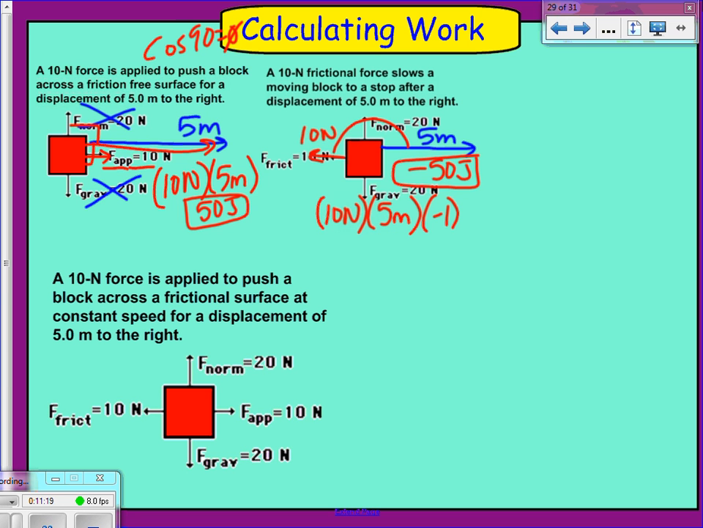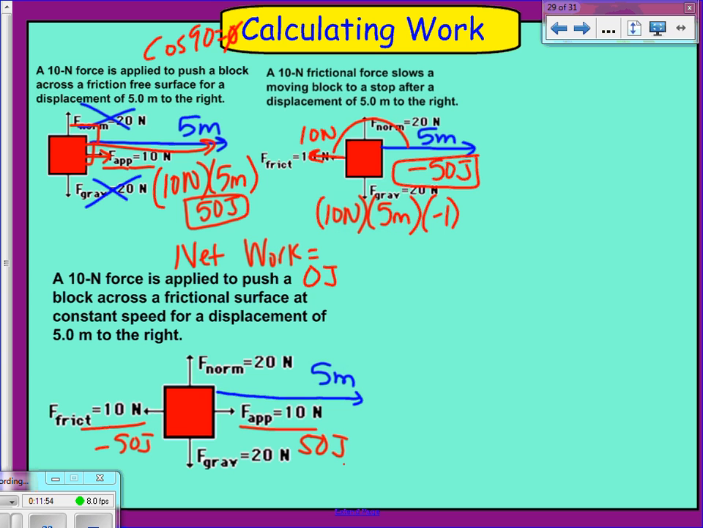Let's look at two more examples. In this example, a 10 newton force is applied, while at the same time a 10 newton frictional force is applied. The displacement is 5 meters again. So this is kind of like a combination of the first two that we just did. We already know that the applied force does 50 joules of work, and the friction force does negative 50 joules of work. Now, there's a term called net work. This also means total work. So if I were to ask you what's the total work done on the block, the answer would be 0 joules. That's because the 50 positive joules cancels out the 50 negative joules.